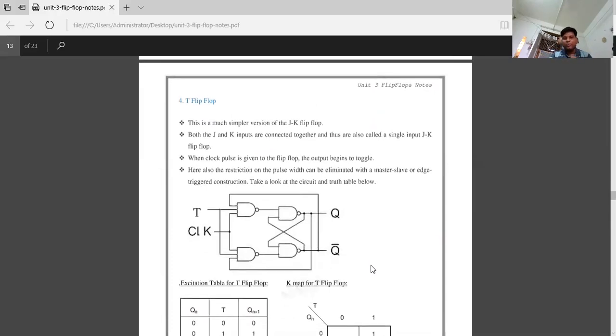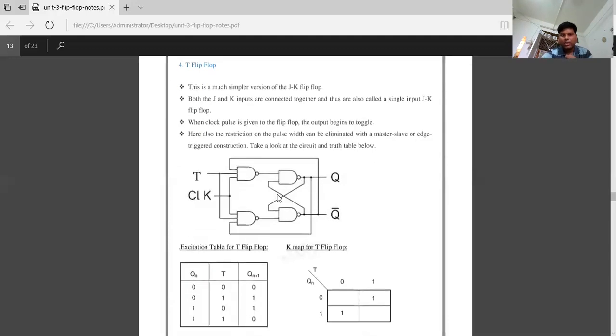Another is the T flip-flop. The T flip-flop also has one input and one output section, with Q and Q dash. When the T flip-flop is made from the JK flip-flop, J and K are both combined into the same input. This is called the T flip-flop, which means the toggle flip-flop. Both J and K inputs are connected together, so it is also called a single input JK flip-flop. When a clock pulse is given to the flip-flop, the output begins to toggle. It means that when the input is 1 and the clock pulse is given, the output toggles. This is the basic toggle flip-flop.